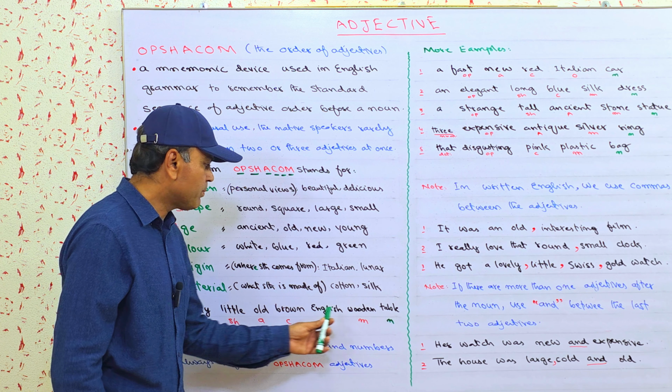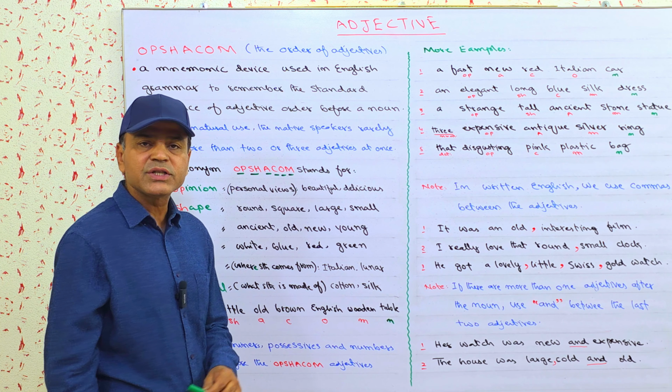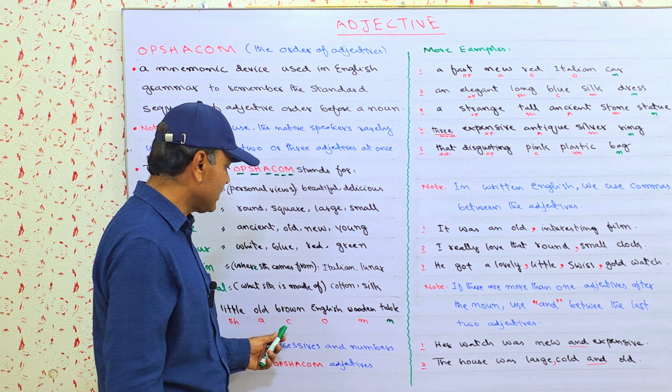Then brown, brown table. So brown shows the color of the table and I have placed it after the adjective that shows the age of the table. And English table means what is the origin of the table? English. So English table, here English shows the origin. I have placed it after the adjective that shows color.